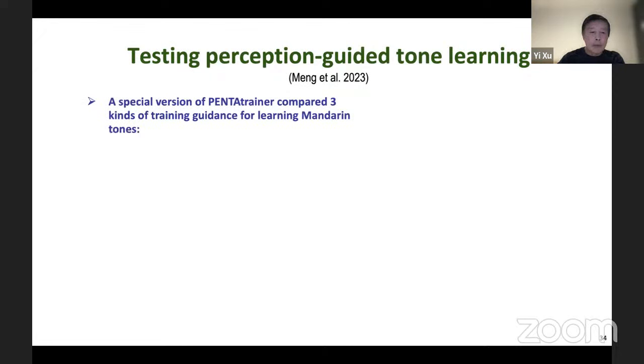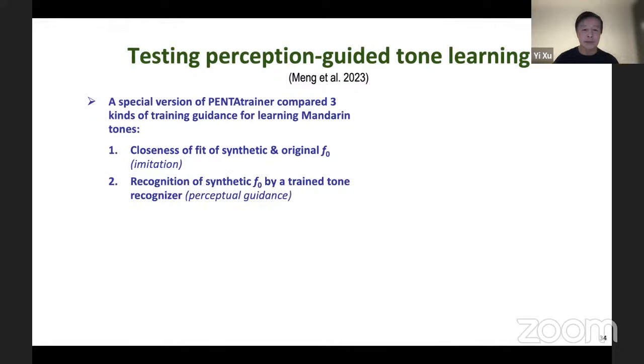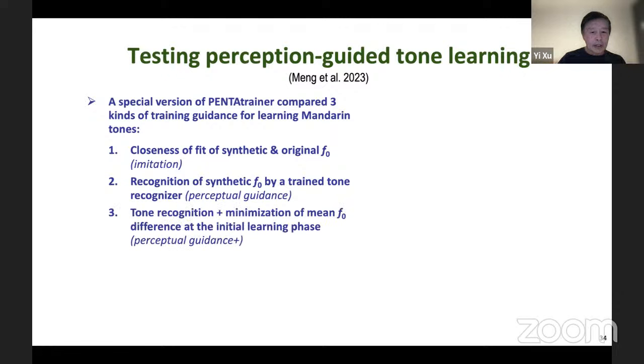The first one is closeness of fit, which simulates direct imitation. And the second one is recognition of synthetic F0 by trained tone recognizers. So in other words, we use the corpus first to train a standard recognizer. And then we use that to simulate the perception of the learner, assuming the perception of the learner develops first. And then we have a third condition where the perceptual guidance is given some additional boost. And these are the results.